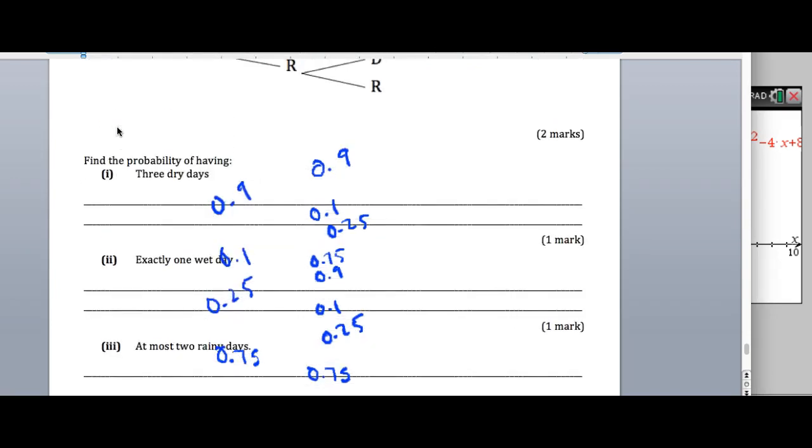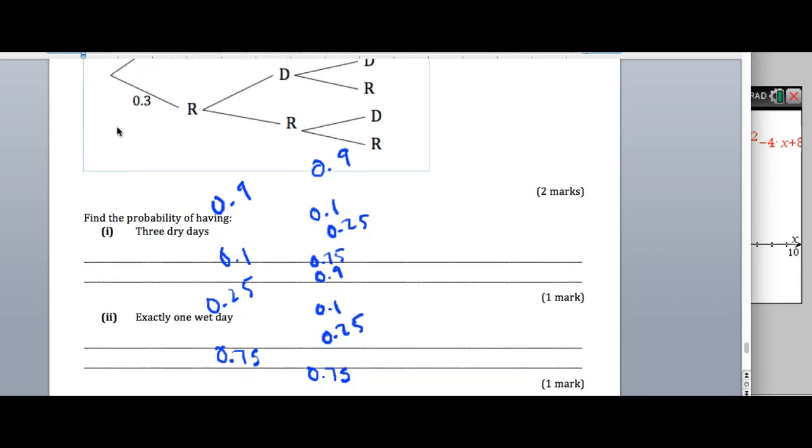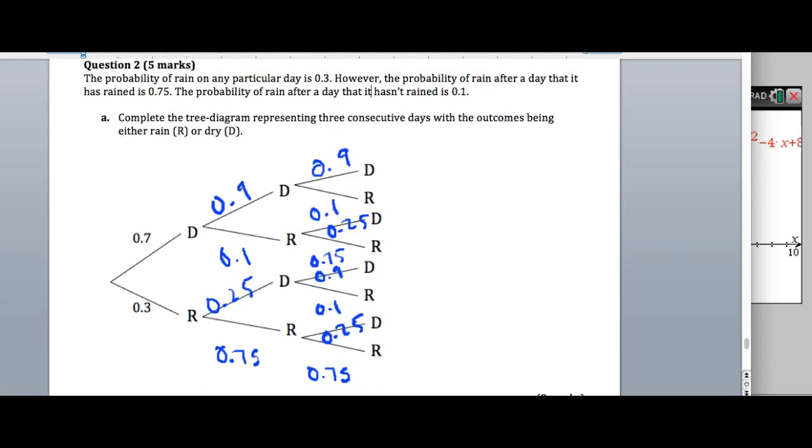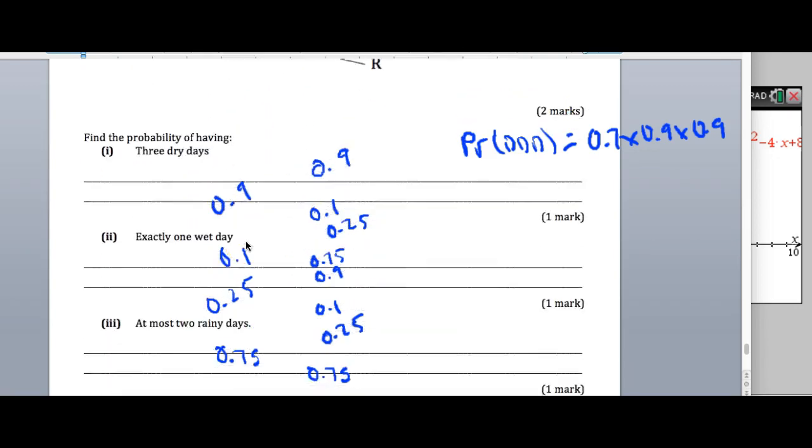Okay, 3 days, 1 wet day, 2 rainy days, 3 dry days. So 3 dry days. We want dry, dry, dry. We just go along our branches, so it's 0.7 times 0.9 times 0.9. And you can do that on your calculator. I'm not doing it now.